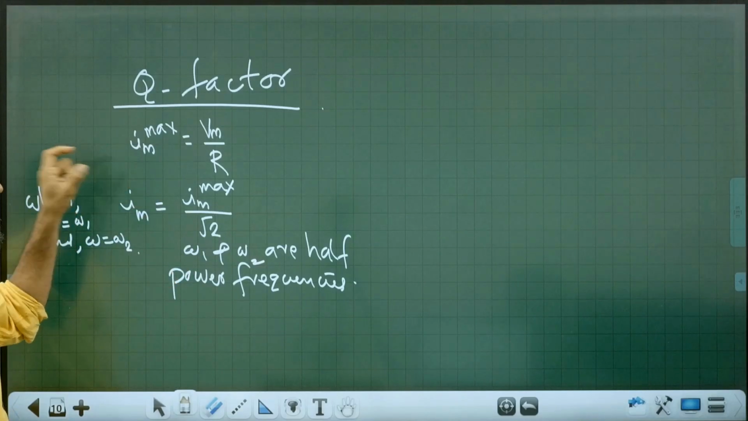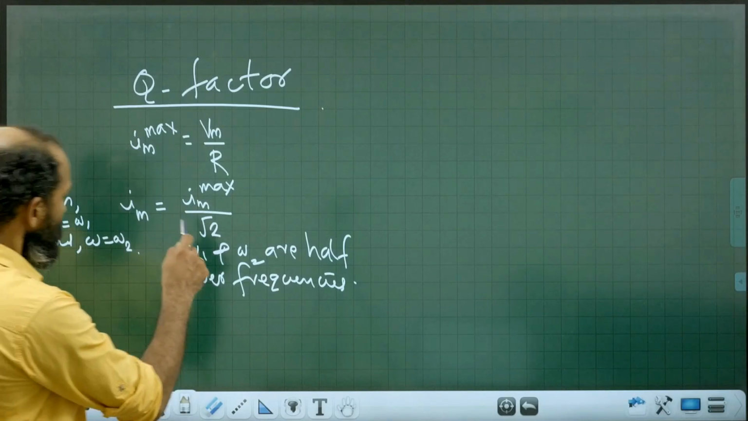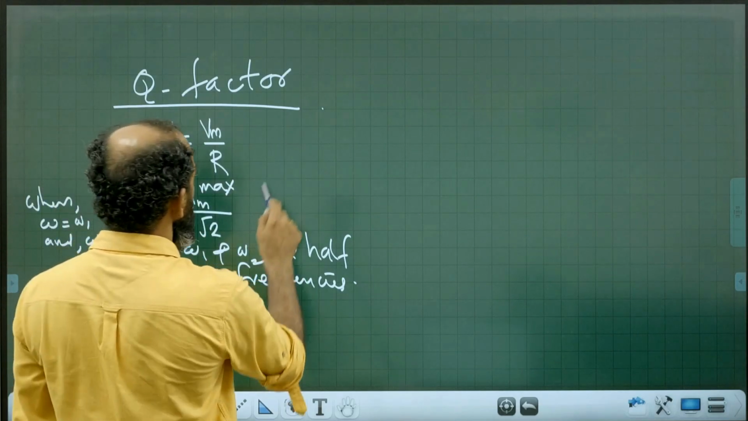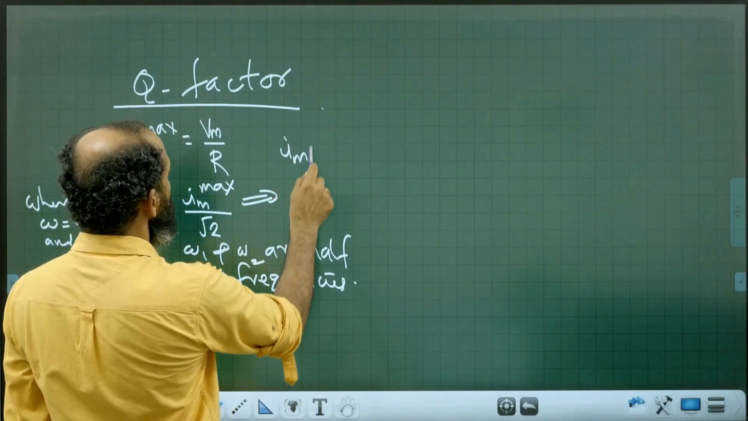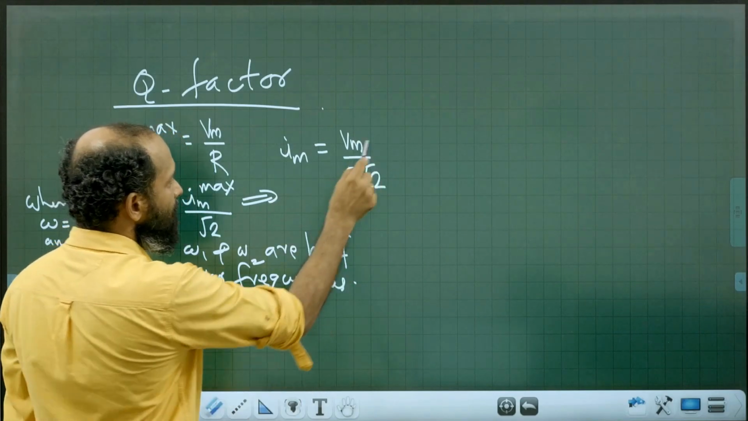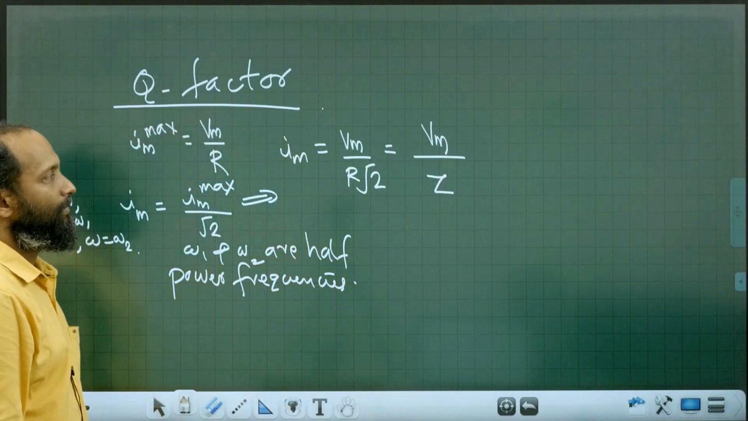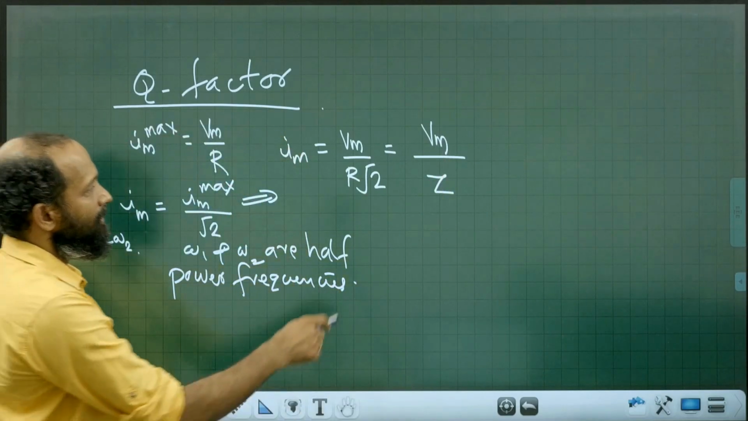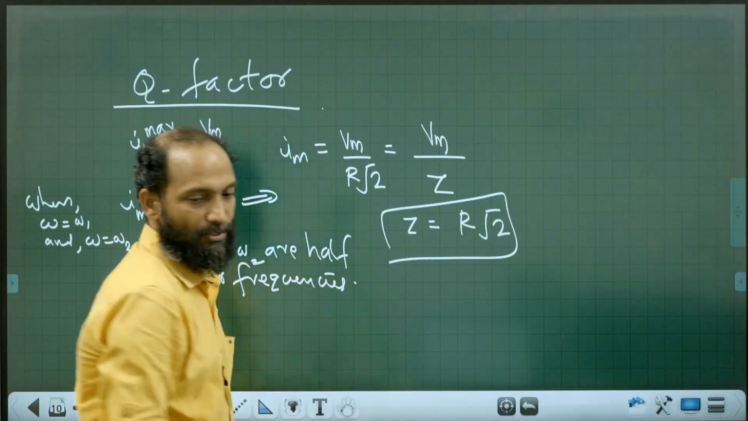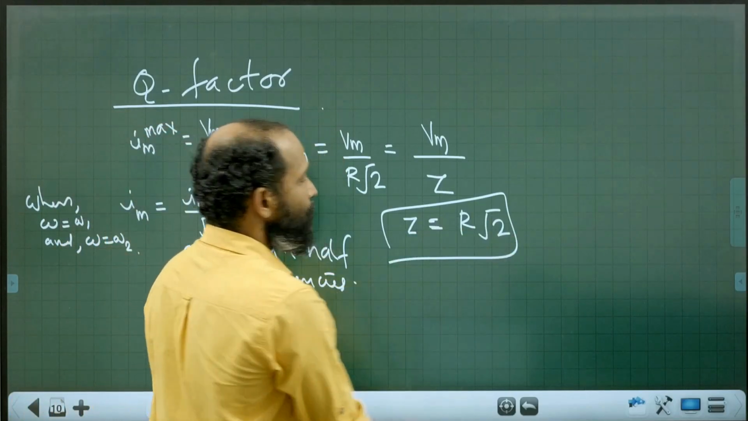Im max is equal to Vm divided by R. All this is important. You can choose here that Im max can be Vm by R. That implies Im is Vm divided by R root 2. But Im can also be Vm divided by Z, Im equal to Vm by Z. That's why Z is equal to R root 2 here.